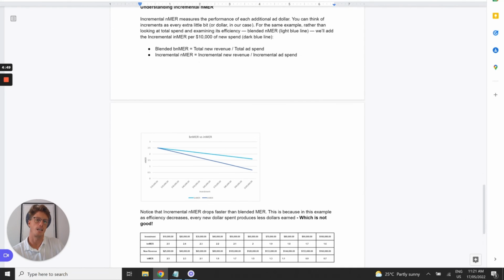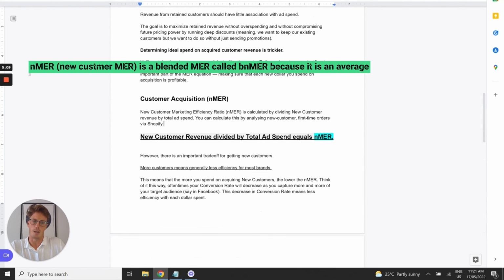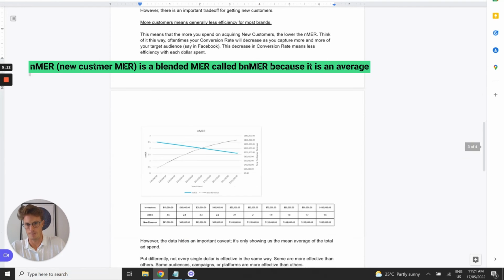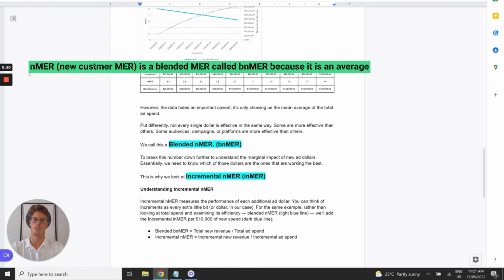And once we start to understand that metric, then we can start to identify if it makes sense to continue scaling, or if it makes sense to stop, scale down, or look at reallocating that investment. So the core things to take away from this is that your new customer revenue divided by your ad spend is your NMER, which is actually a blended MER because it's the average, right? It's that total new customer investment divided by the total ad spend.